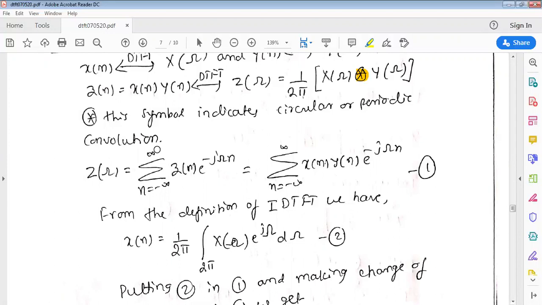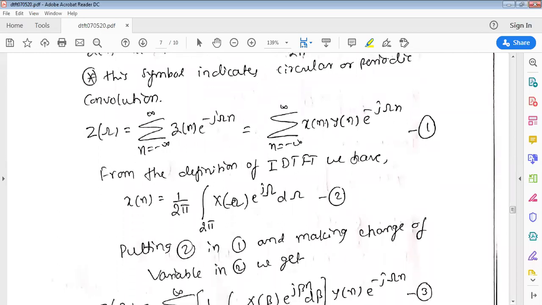Now, Z of omega is equal to summation n varies from minus infinity to plus infinity, z of n e power minus j omega n. That is equal to, once again, summation from minus infinity to plus infinity, where z of n is nothing but x of n into y of n, e power minus j omega n. Now, what is the definition of inverse DTFT? Instead of x of n, we will write its equivalent in inverse DTFT. What is inverse DTFT? x of n is equal to 1 by 2 pi integral over a period of 2 pi, X of omega e power j omega d omega.